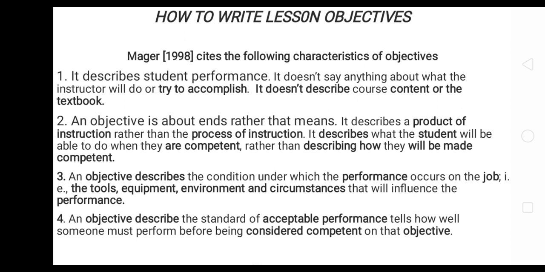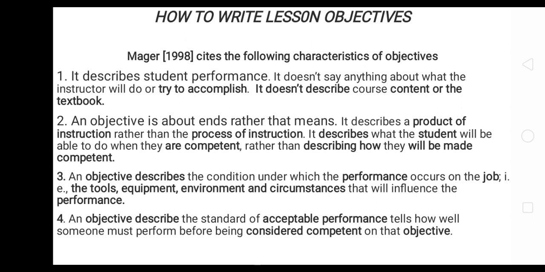So this means the learning objectives describe student performance. So learning objectives should be student-centered. So as a teacher, when you're writing learning objectives, you make sure the focus is always on the student. We should always describe what the student will be doing, not what you will be teaching or what your instruction looks alike. Number 2, an objective is about ends rather than means.